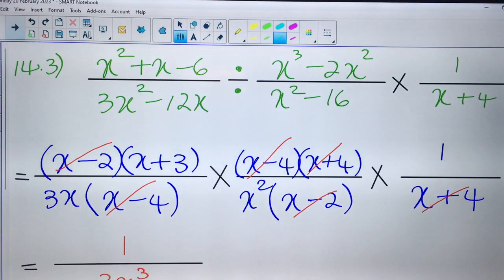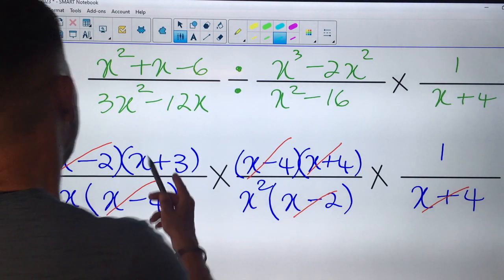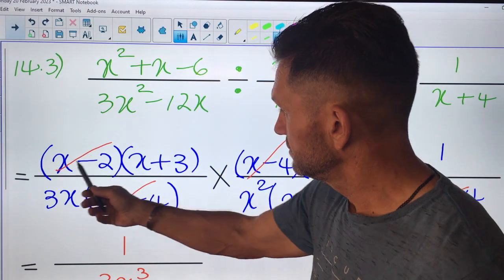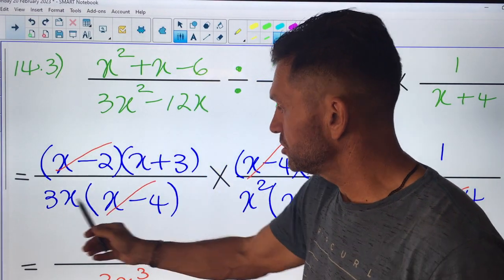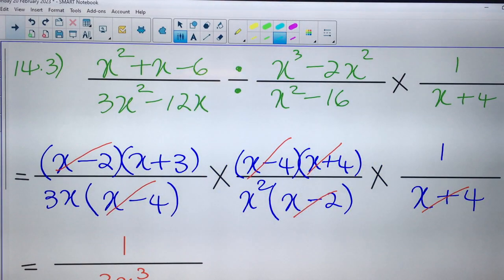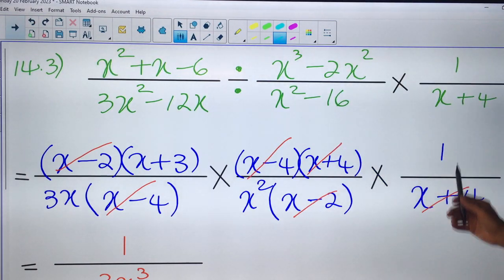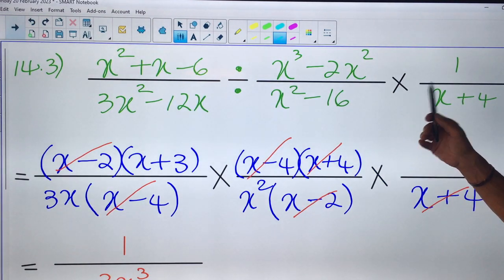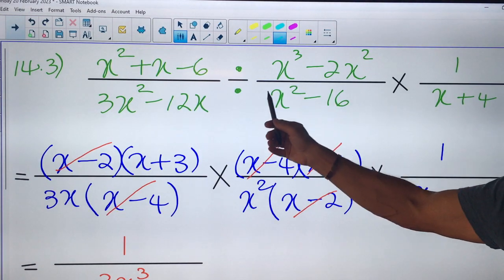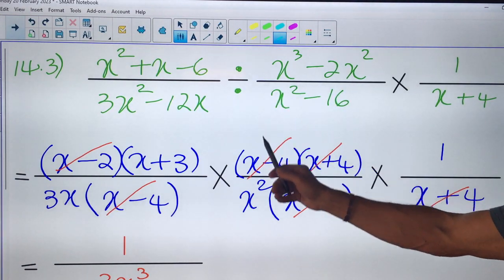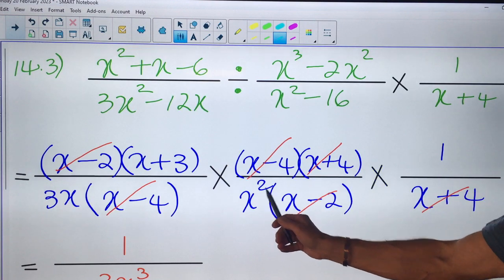14.3, very similar to the previous one. I factorize the trinomial into 2 brackets. At the bottom I remove 3x as a common factor. Here's a division, so only this fraction swaps around. This one stays the same, there's no division in front of that. At the bottom there was an x squared minus 16, which is a difference of 2 squares. On top we have a common factor.